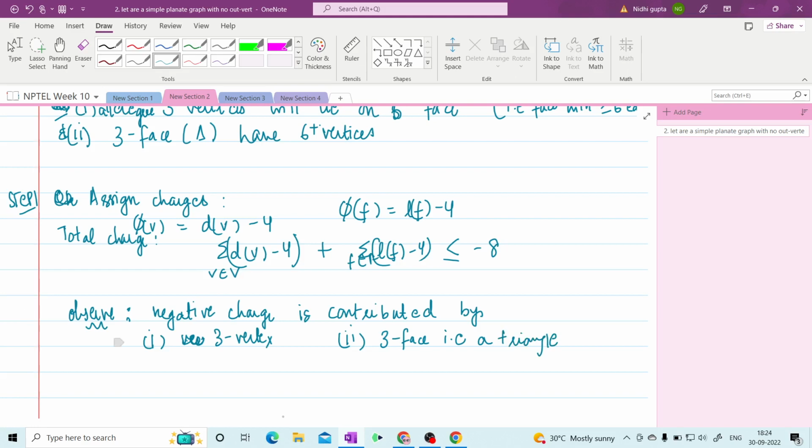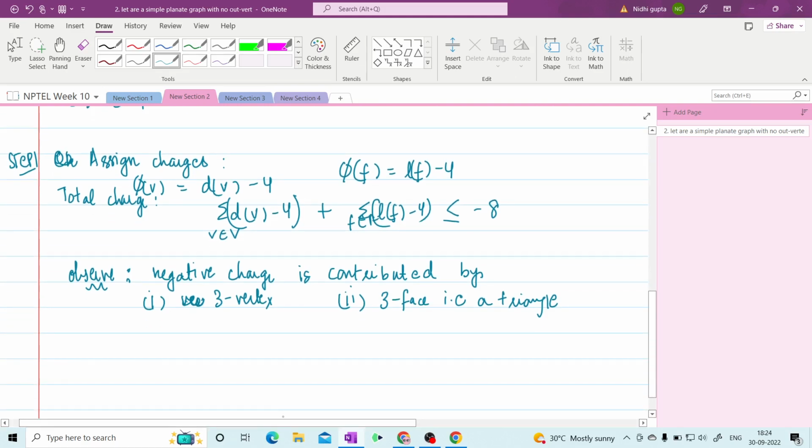Now we want to discharge. We want to distribute charge in such a way that these things become non-negative, and other things which are already non-negative remain non-negative. If we are able to do so, then this LHS term becomes non-negative, while the RHS is negative, so we have arrived at our contradiction.